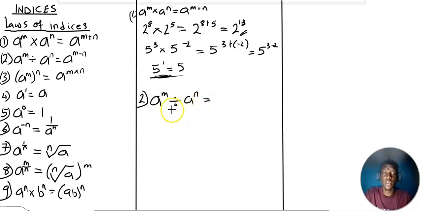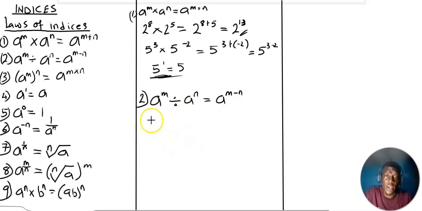Now, if you look at this, they have similar bases, we bring out one of the bases. This is similar to what we did in the multiplication law. But then the powers we subtract. You have m minus n. That's how this one works. Let's have an example under this.